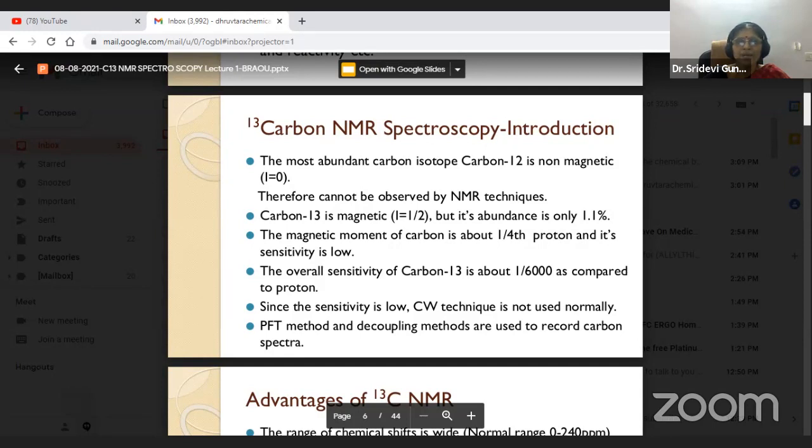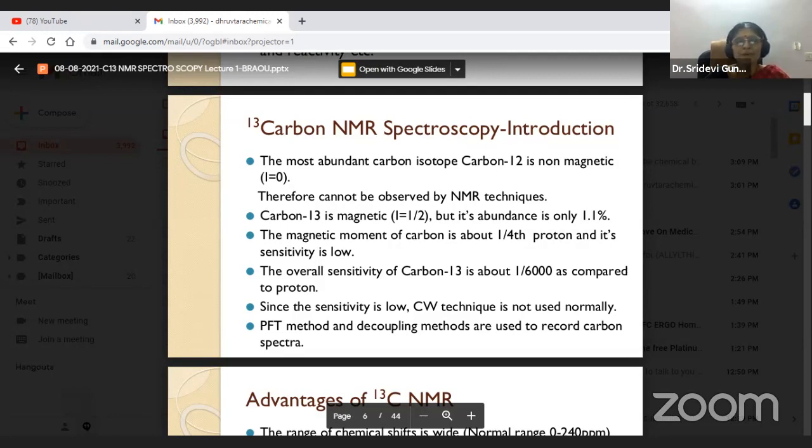And what is the I of proton? It is also 1 by 2. What is the I of F19? That is also 1 by 2. That's the spin value. Since C13 has I positive, that is 1 by 2, it is magnetic. That is why carbon 12 cannot be observed by NMR techniques, and carbon 13, since its I value is 1 by 2, can be observed by NMR spectroscopy. That is the reason why we call it C13 NMR, not just carbon NMR.